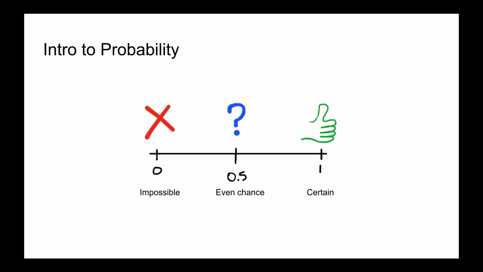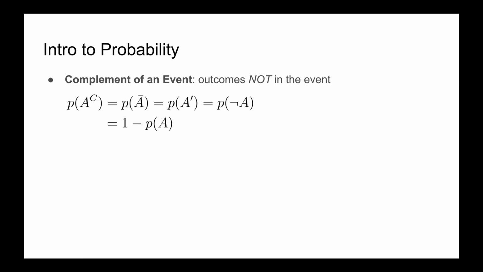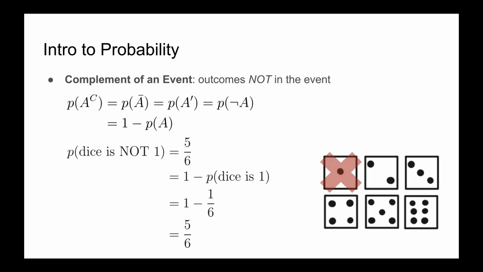Okay, so one other concept that I want to just discuss is this notion of a complement of an event. So the complement of an event, and here are all the different ways that you can write it. Again, there's no standard notation for this. You might end up seeing all of these. The complement of an event is all of the outcomes that are not in that particular event. So let's do an example to get a better picture of what's going on.